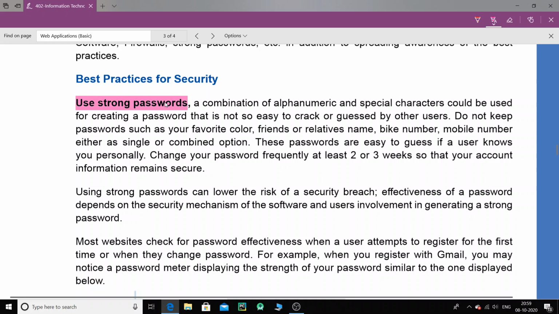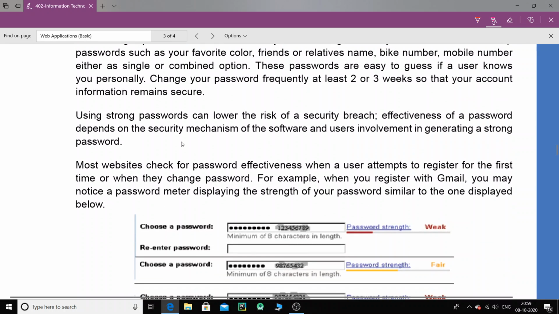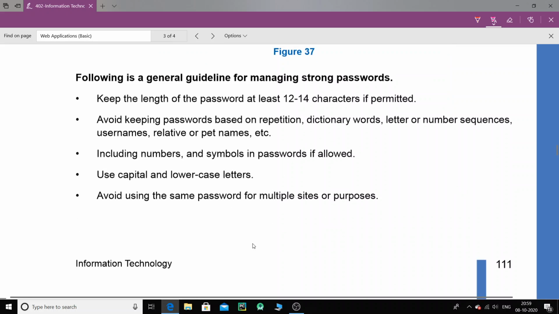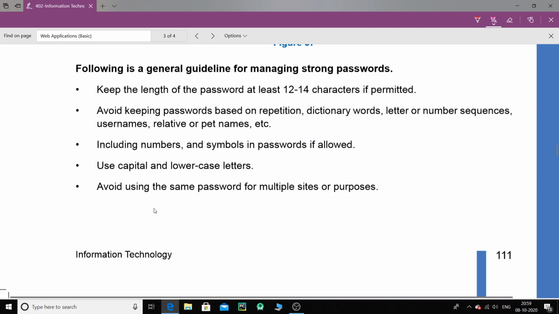Always you have to use a very strong password. Please remember that it is a combination of all the characters, including numbers, alphabets, and special characters, right? And the guidelines are that the length of your password should be around 12 to 14 characters. Then avoid passwords based on repetition, dictionary words, letter or number sequences, usernames, relatives' or pet names. Include numbers and symbols in the password if allowed. You should include all that. Use capital and lowercase as well. Avoid using the same password for multiple sites or purposes.